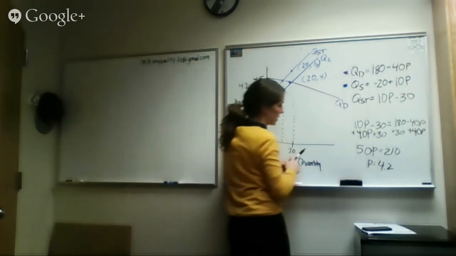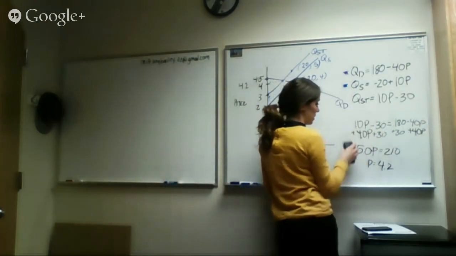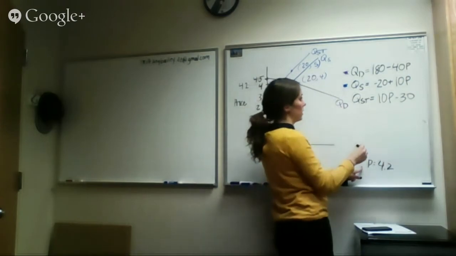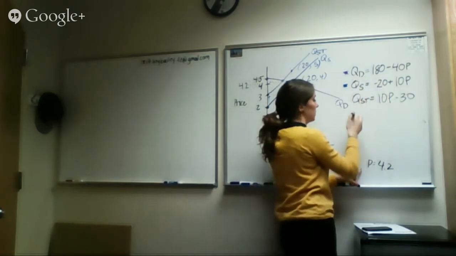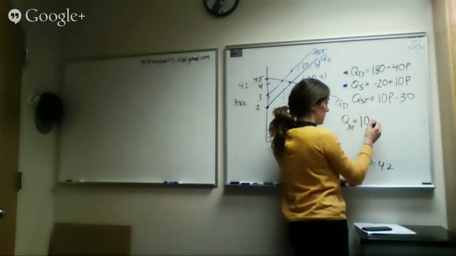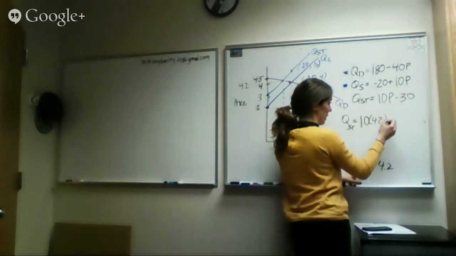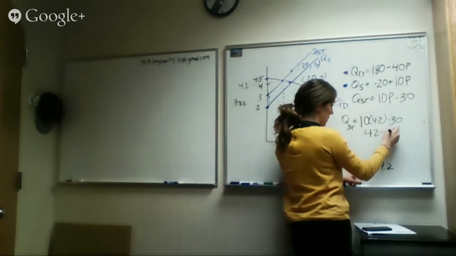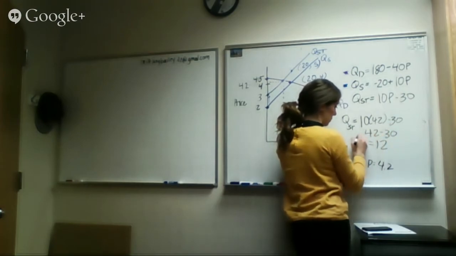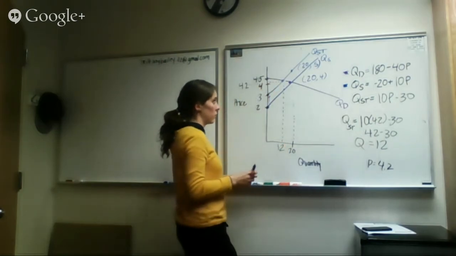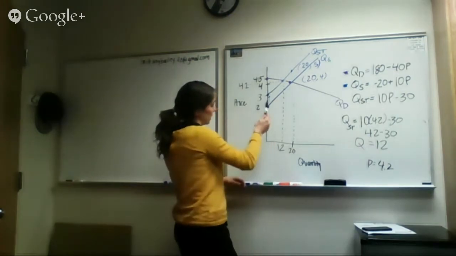The new quantity we would get just by plugging that 4.2 into one of the equations that we just used. So Q equals 10 times 4.2 minus 30. So 42 minus 30 or 12. So this point down here is 12. So that's the new equilibrium point with the tax. They're going to sell less and it's going to be more expensive.